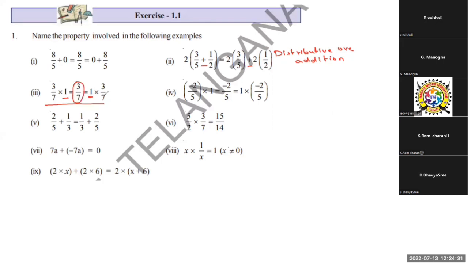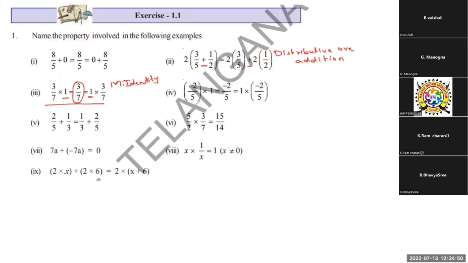Multiplying 1 by any number, we are going to get the same result. It is multiplicative identity, not inverse. Yes, it is multiplicative identity. Okay, sir. Write it. Identity. Multiplicative. I am writing short. Multiplicative identity. Okay.